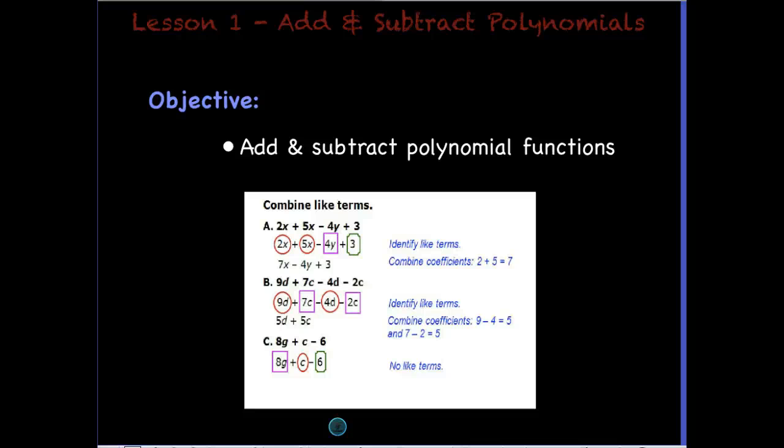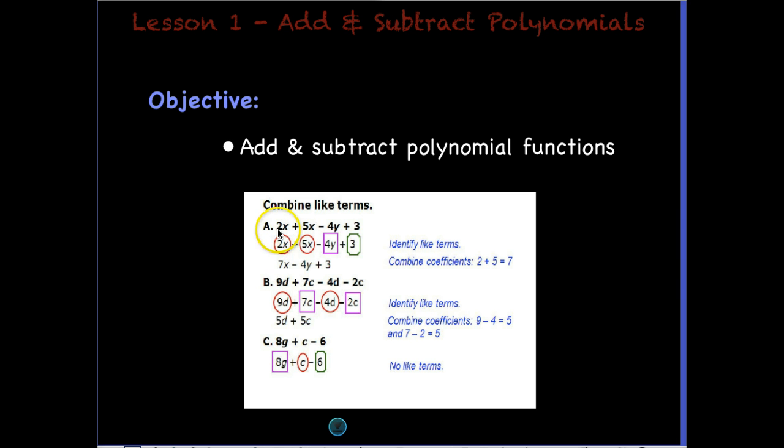Welcome to Lesson 1, Add and Subtract Polynomial Functions. Our objective today is just to add and subtract polynomial functions. In order to do that, you need to be able to identify the like terms in the polynomial functions. So I have put something up here so that you can see one way of identifying like terms.